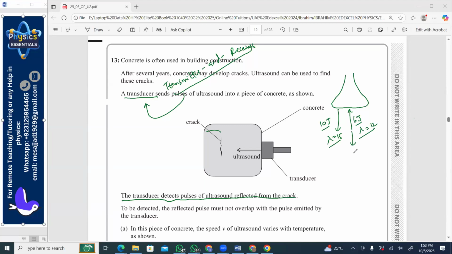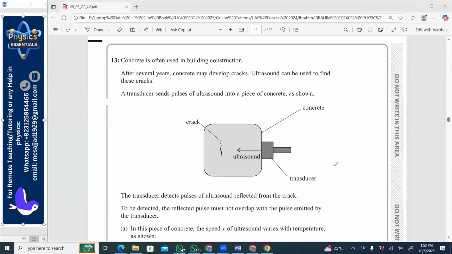So these are the reflected ones, and these are the incident ones. To be detected, this is very, very important that you have to remember. To be detected, the reflected pulse must not overlap with the pulse emitted by the transducer.